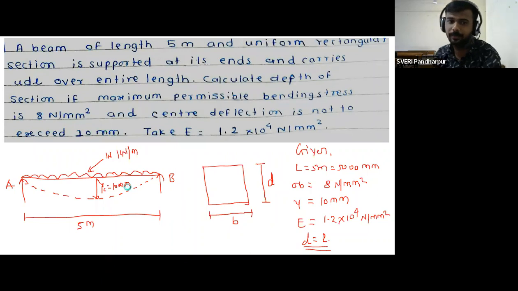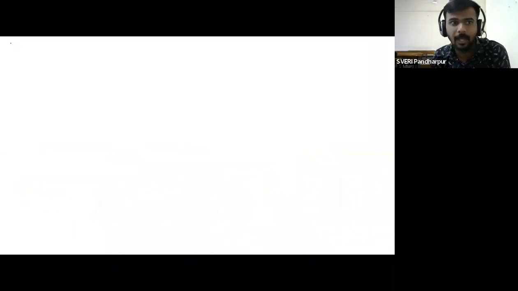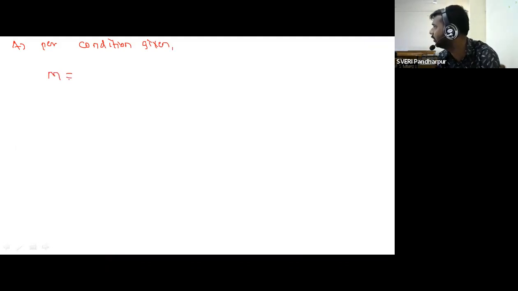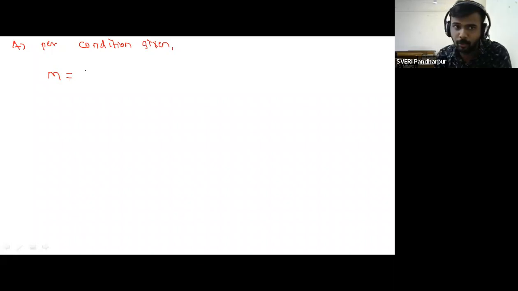So first tell me the formula as per condition given. What is the bending moment formula? Bending moment formula for the simply supported beam subjected to UDL on entire span. WL square by 2, WL square by 8, WL by 2, WL by 3. Which one of these four formulas is it? Now the formula part should be clear, how many times have we used it. WL square divided by 8. So put this formula WL square divided by 8.